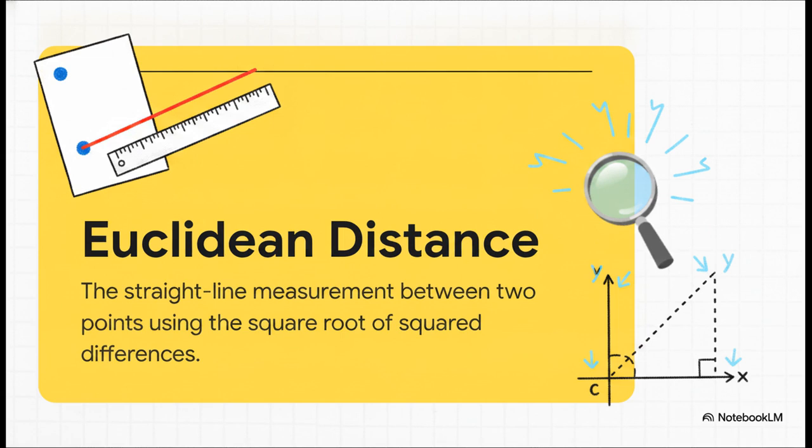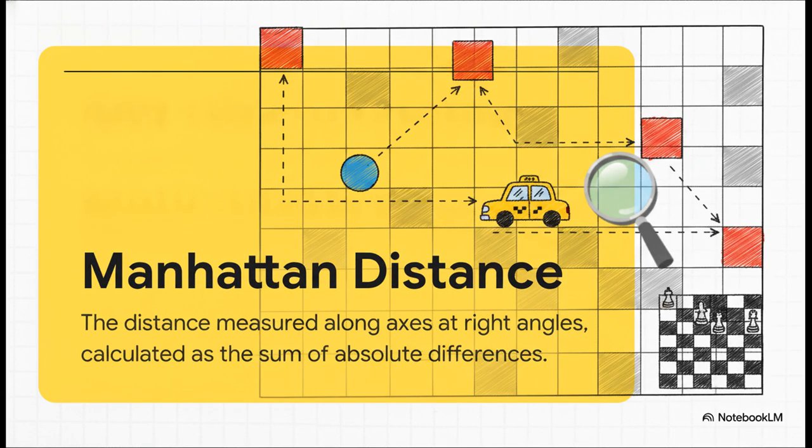Now, mathematically, it's calculated using the square root of the sum of squared differences, which, yeah, sounds intensely complex, but visually, just picture that straight ruler. This method works perfectly when all your data features are on similar scales and the relationships are relatively linear. But what if you literally can't travel in a straight line?